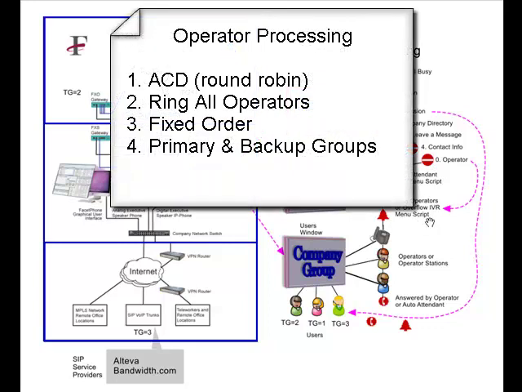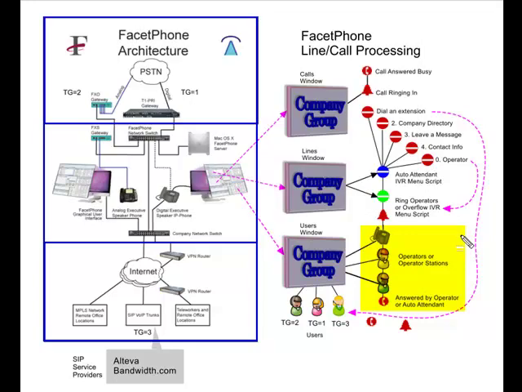Here we have several options of how we ring operators. The first option is automatic ACD or round robin. Second option is all operators are rung at once. Option 3 is fixed specified order, primary operator followed by secondary operator, etc. And the fourth option is primary operator group and secondary operator group. If no operators are available for the first group, the call rolls over to the second operator group.